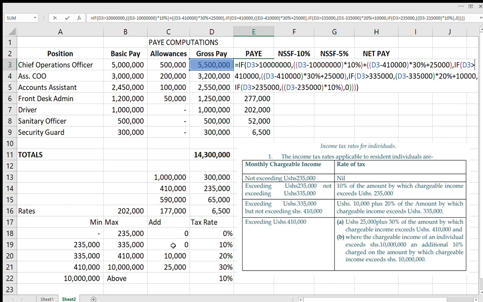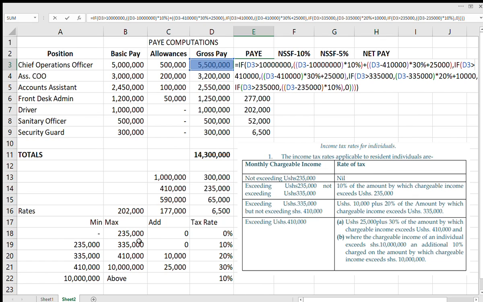Then we go to another range, which is this range or this bracket. If that person was lying there, we said D3 for this case of this Excel I'm using, then that is D3 is exceeding 335. Then we get that amount, that D3, take away 335 times 20% plus 10,000.